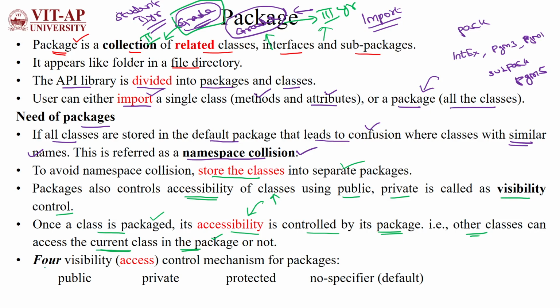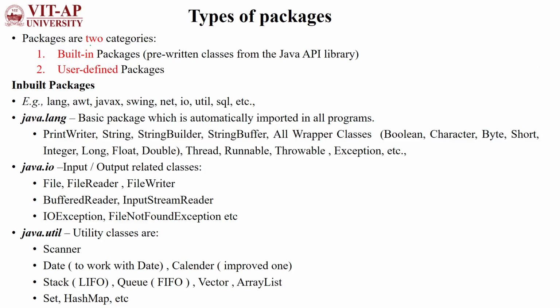That is the thing. So here we have four visibility access controls or access specifiers available. Already we have discussed in one of the previous videos: public access specifier, private, protected, and default, no specifier, right? So based upon that, we have two types of packages. One is the built-in package, which is delivered with the Java application programming interface software itself. Then user defined packages, which can be created by software developers, okay.